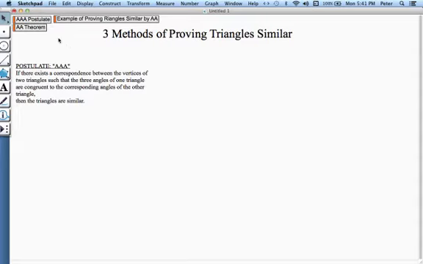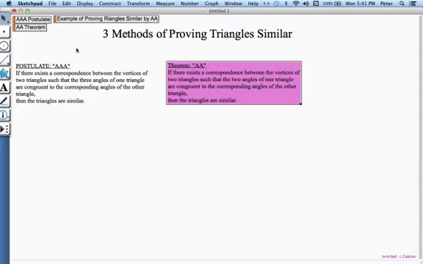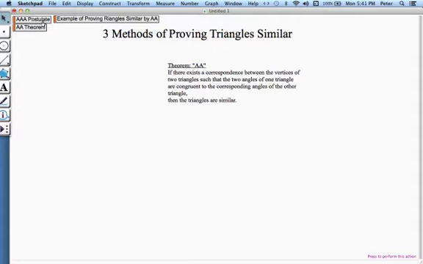But you'll recall from chapter 7 that if we knew that we had 2 angles in one triangle congruent to 2 angles in another, then by no choice all 3 were congruent. So the fact of the matter is, we never use AAA. We only use AA, or what's called angle-angle. And that says if there exists a correspondence between the vertices of 2 triangles such that 2 angles of one triangle are congruent to 2 angles of the other, then the triangles are similar. But you'll just refer to that as AA. Okay, well, that's presented in our book without a proof also.